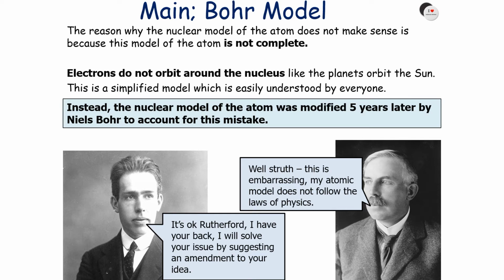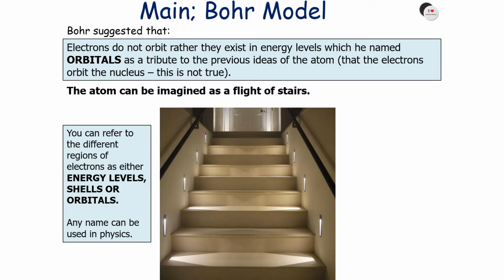Electrons do not orbit around the nucleus like planets orbit around the sun. This is a simplified model which can be easily understood by everyone, but the nuclear model is incomplete, and in fact it was modified 5 years later by Niels Bohr to account for this mistake. Niels Bohr suggested that electrons do not orbit, rather they exist in energy levels which he named as orbitals.